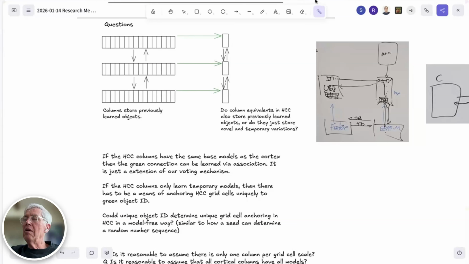Well, that's interesting. Right. I was just translating it to the classic example of a rat in a maze. This is where grid cells come about, right?